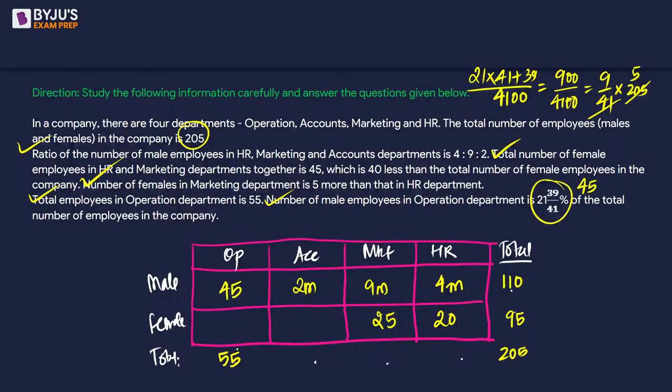So this turns out to be 45. So female is going to be 10. Total number of male employees is 110, out of which 45 is already there. So we have got another 65. Now 2M plus 9M plus 4M is going to be 65, right? That means 15M is going to be 65.